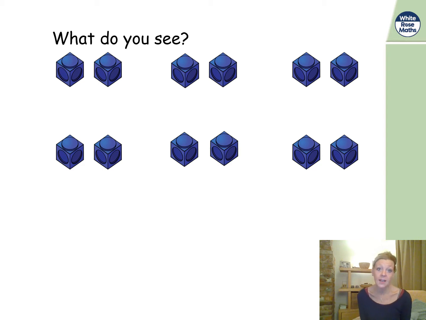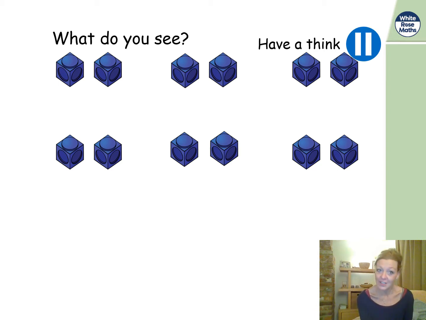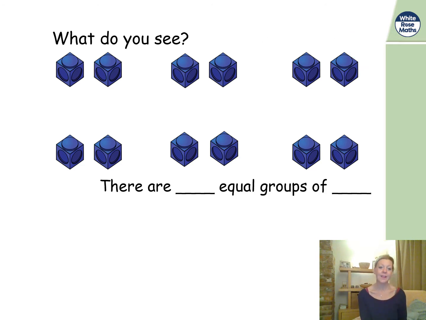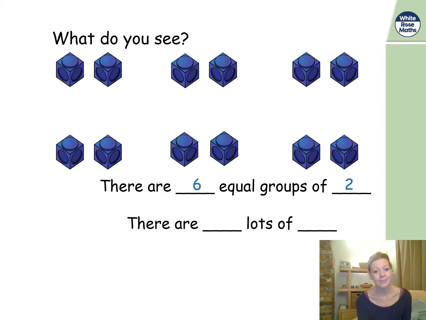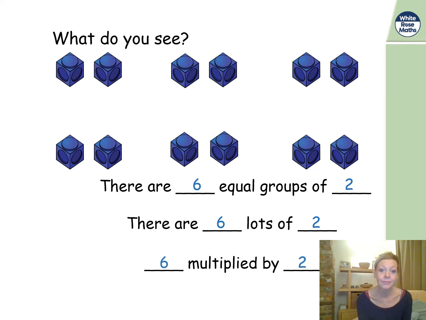What do you think the new representation is showing? Have a think. Pause the video if you need to. So we've still got 12, but this time there are 6 equal groups of 2. So there are 6 lots of 2, which means 6 multiplied by 2, which is 12.